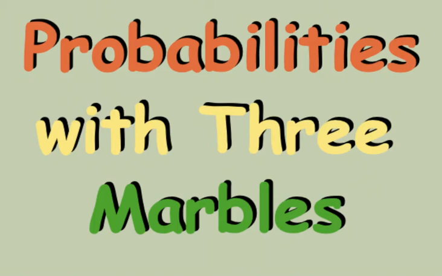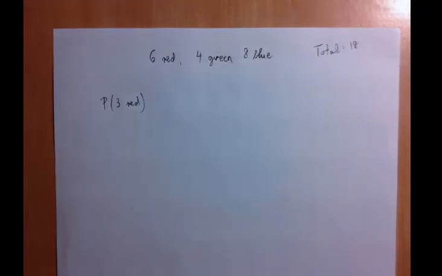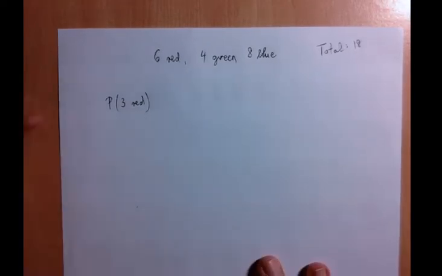So we have 18 marbles in a bag. 6 of them are red, 4 of them are green, and 8 of them are blue. And we pull 3 marbles randomly, first with and then without replacement. And we have to find the following probabilities. First, let's start with replacement.